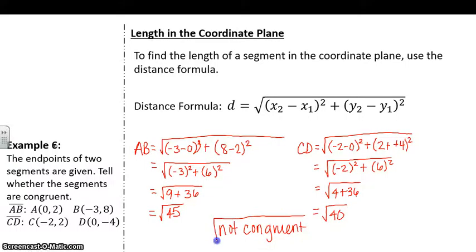A problem like this, if I asked you this on a quiz or a test, would be 3 points. I'd give you 1 point for finding this length, 1 point for finding this length, and then 1 point for saying whether they are congruent or not. Okay? And so this concludes the notes from section 1.3. We weren't too far from being finished.